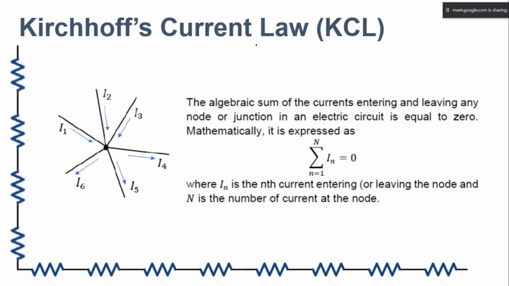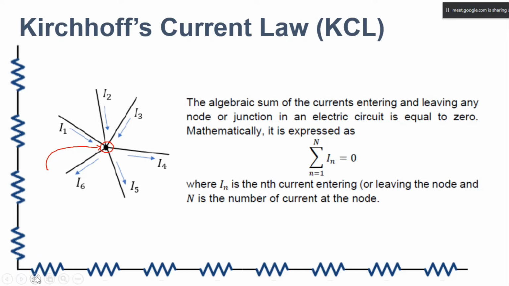Mathematically, it is expressed as the summation of our I sub n, where n starts from 1 and the capital letter N there signifies the number of the currents or of the nodes, is equal to 0. Yan po. So, if we have to consider our diagram given in your screen, may isang node po dyan. Ito po yung node ng ating diagram. Ayan po. Ito po yon. Yan po yung node ng ating diagram.